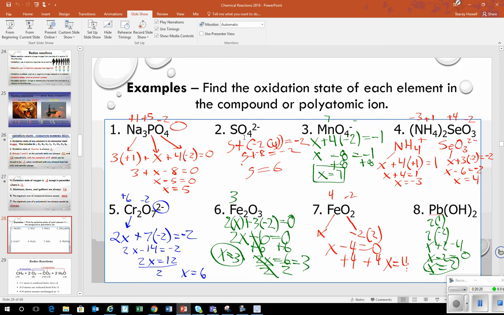So as we go through here then, S is a +6, oxygen a -2 here. Manganese +7, oxygen a -2. Iron was a +3, oxygen a -2. You got +4 and -2 here, good. Lead was a +2, oxygen -2, and hydrogen +1. So you need to be able to identify every single one of the elements' charges.